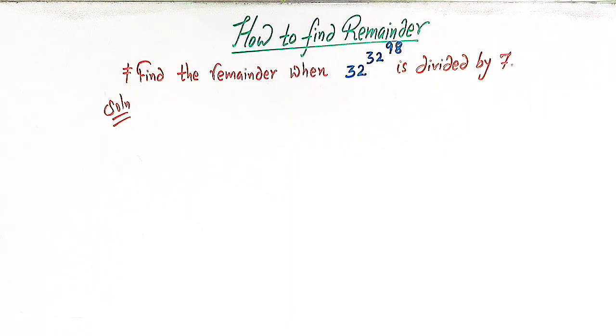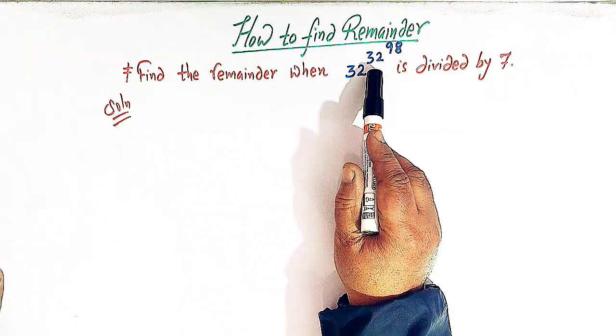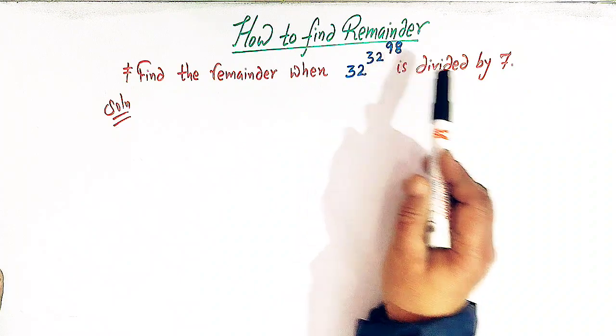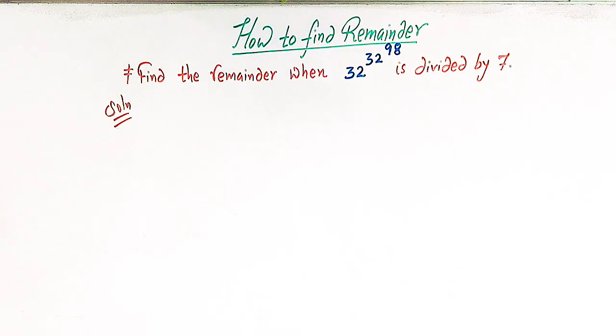Hello, viewers. In today's session, we are going to discuss a very important and interesting problem. Here we have to find the remainder when 32 raised to 32 raised to 98 is divided by 7. We have already solved these kinds of problems in our earlier videos, and here once again we'll quickly see the concepts which are going to be used to solve this problem.